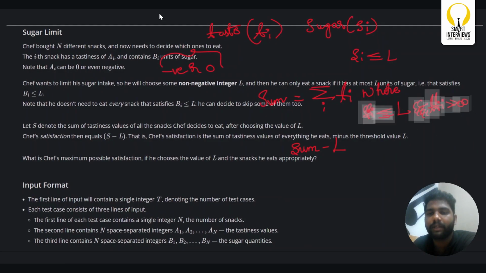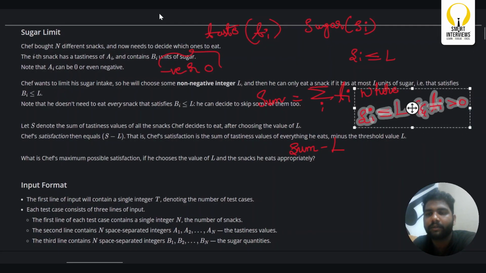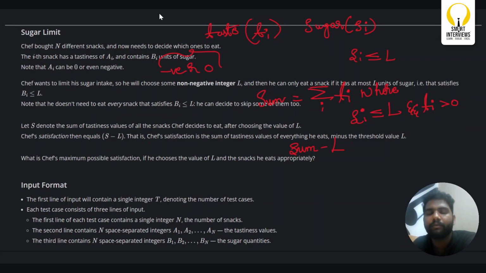If these two conditions are satisfied, then only the chef will eat the snacks, right? And we need to return the S minus L value, and we have to maximize this. We have to find the maximum S minus L value, and we have to print the answer. This is the problem statement.